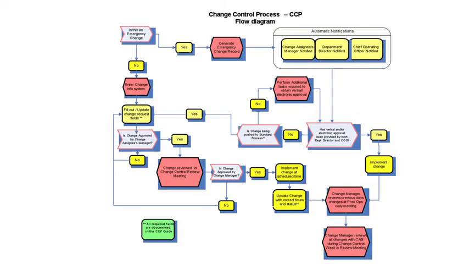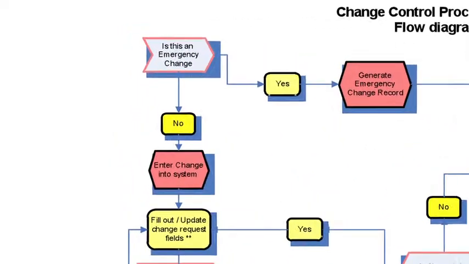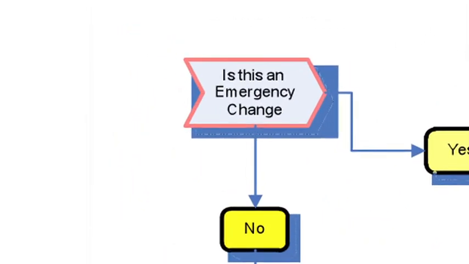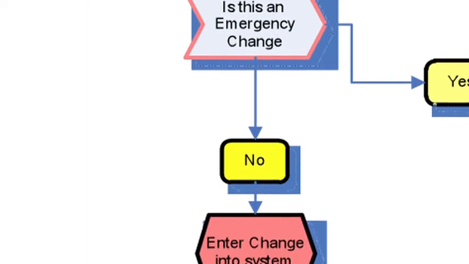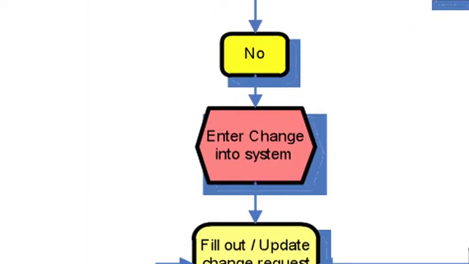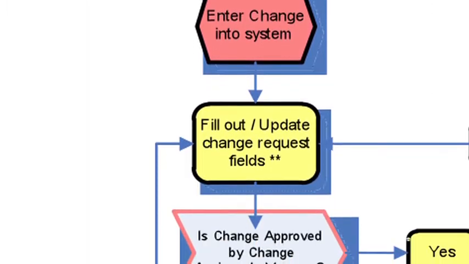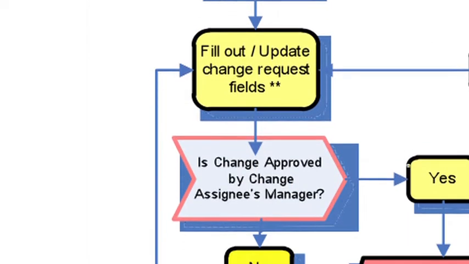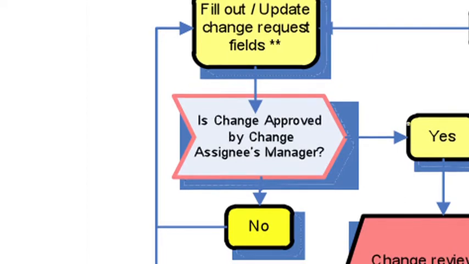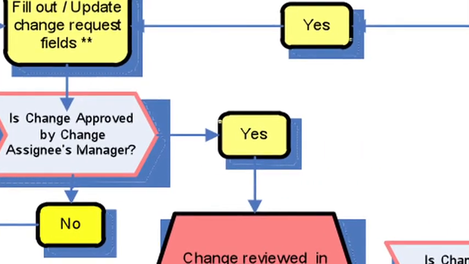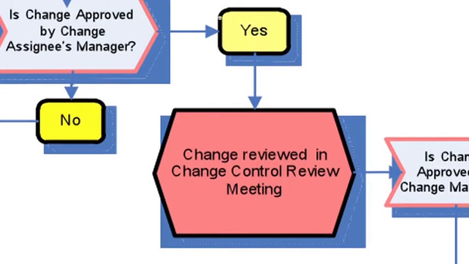I'd like to walk you through the flow diagram so you understand the difference in the processes from an emergency change versus a regular change. Let's start with the question, is this an emergency change? If the answer is no, you enter a change into a system. You fill out or update the change request fields. It is sent to your immediate supervisor for approval. If the change is approved, it gets submitted to the change control meeting.